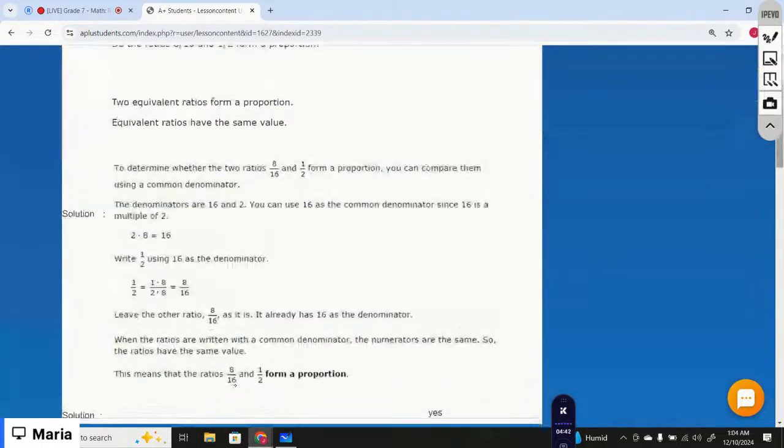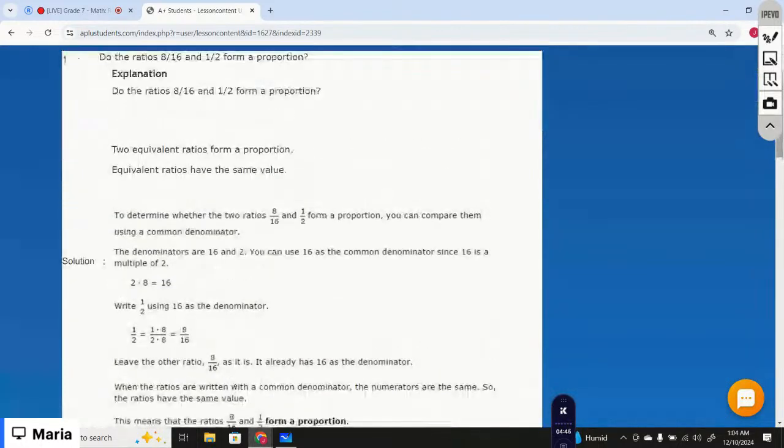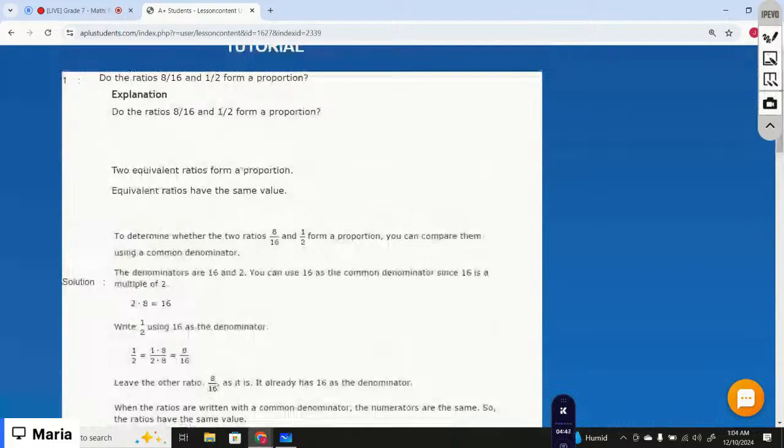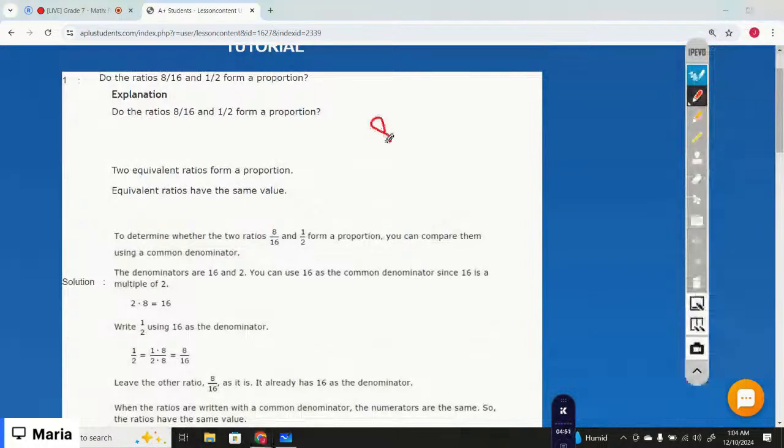So how do we see if they form a proportion? You are given 8 by 16 and 1 by 2, right? You have 8 over 16 and 1 over 2. These are the two fractions we have, and we need to determine whether they are proportion or not. You need to compare their denominators. You can compare them using a common denominator.